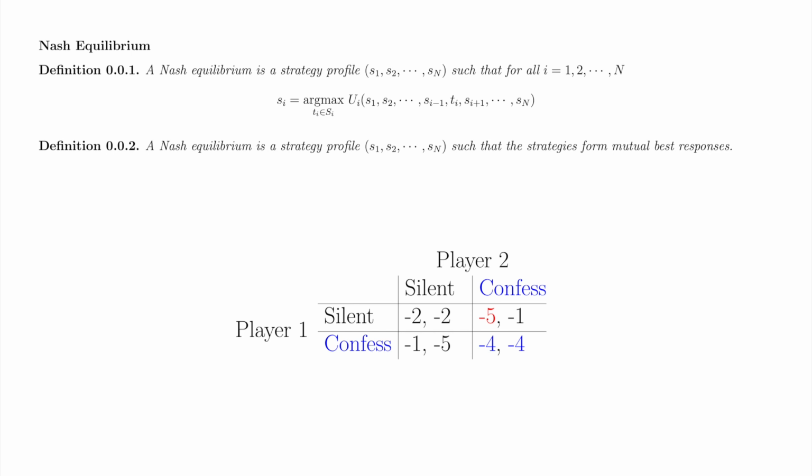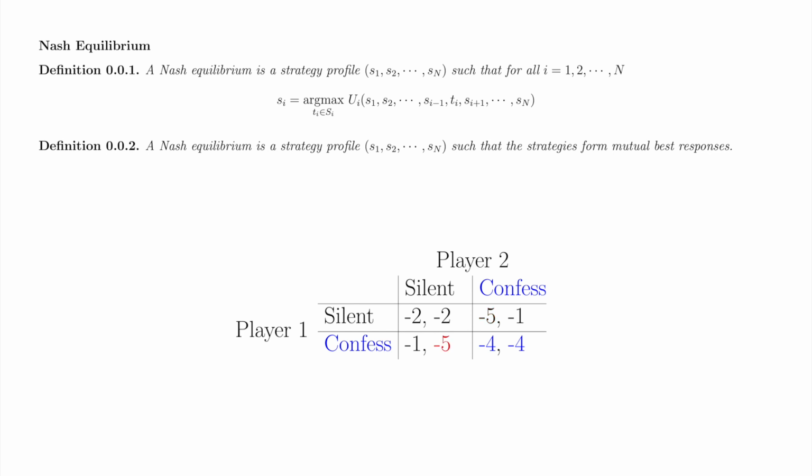Confess is a best response for player 1 when player 2 confesses. Player 1's only other option, silent, results in -5 for player 1, which is worse than -4. Player 1 doesn't regret her choice of confess. Another way to think about the lack of regret is that if we offered player 1, and only player 1, a do-over, she wouldn't switch from confess to silent.